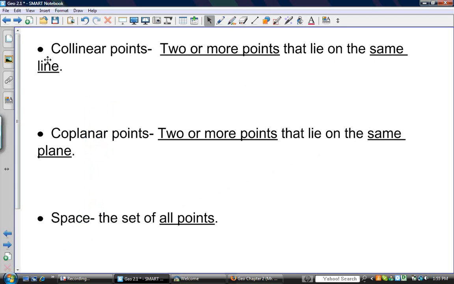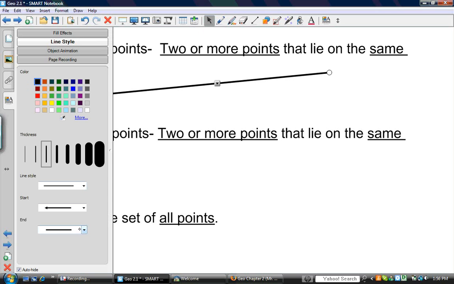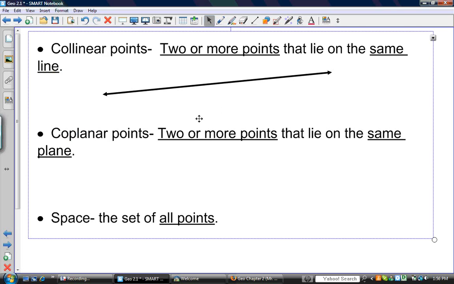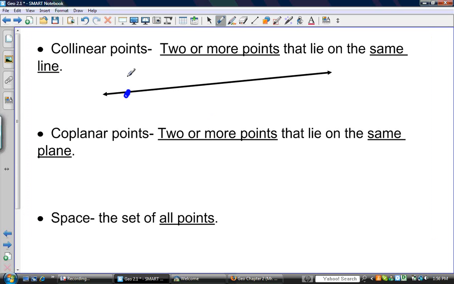Now, collinear points are two or more points that lie on the same line. If I wanted to make an example, I could draw my line here. Now it should have both sides. Wonderful. So collinear points, we could have three points on the same line. C, A, B. Those three points are collinear points. A and B are collinear, A and C are collinear. All you need is two to be collinear.